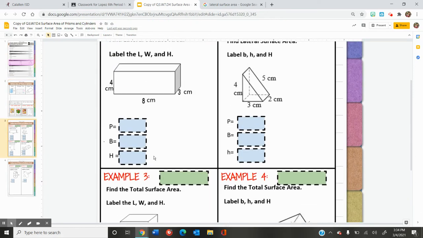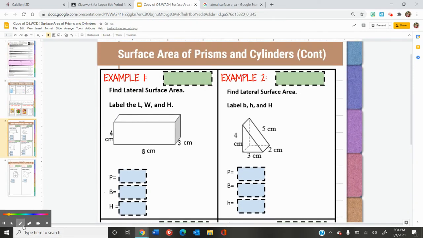So going back here, I'm going to write S equals P times H. So this is surface area equals perimeter times the height. My next step says label the length, width, and height. So your length and width are going to be associated with your base shape. Now remember, your base shape is what your shape is laying on. So here your base shape is this rectangle.